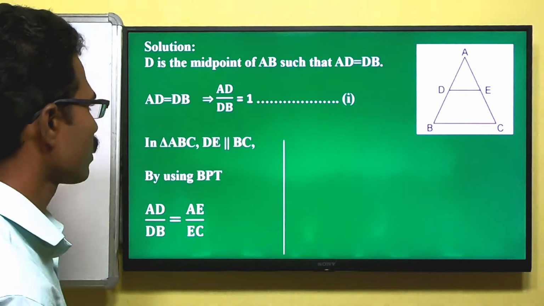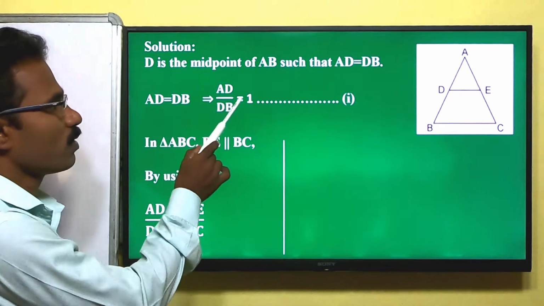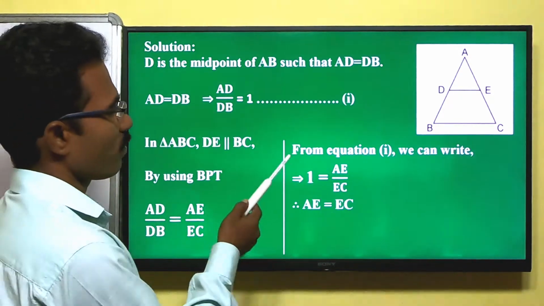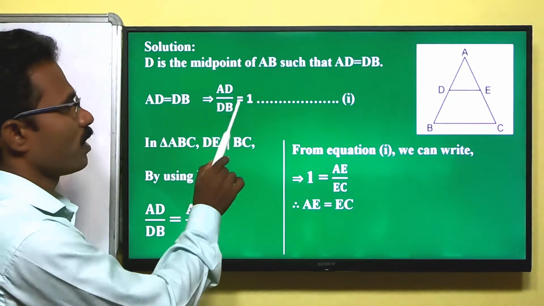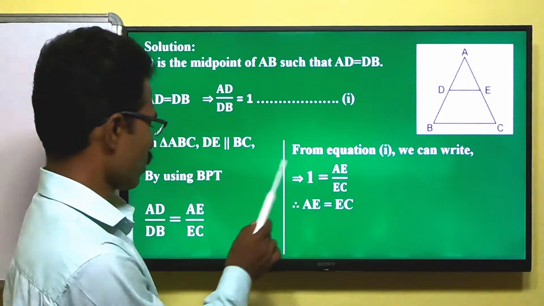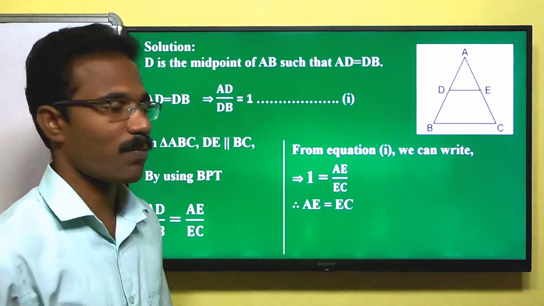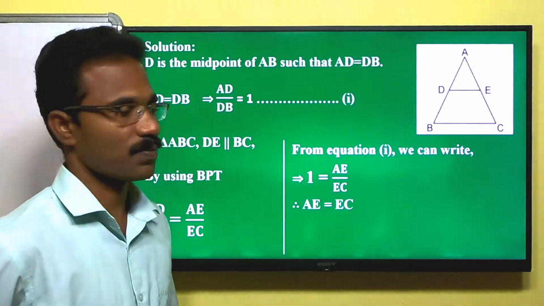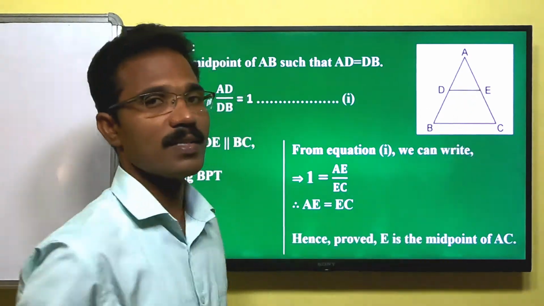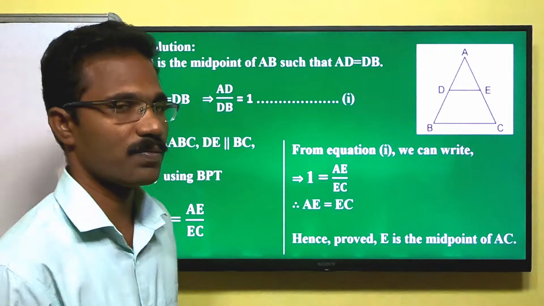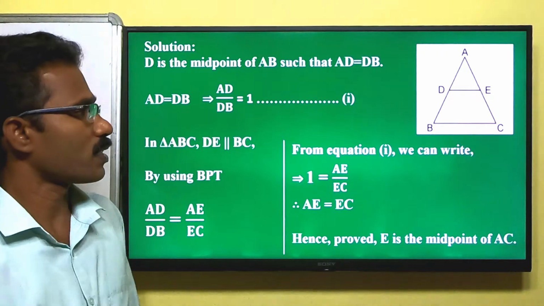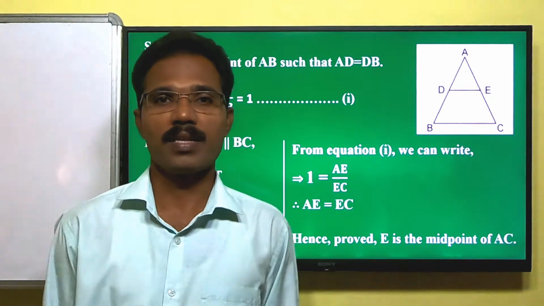Now we already have AD upon DB equal to 1, in equation 1. So we substitute the value AD upon DB equal to 1. Then what will happen naturally? AE equal to EC. Then E must be the midpoint of AC. This is what we have to prove. We have done, so very simple. Shall we move on to the next sum?